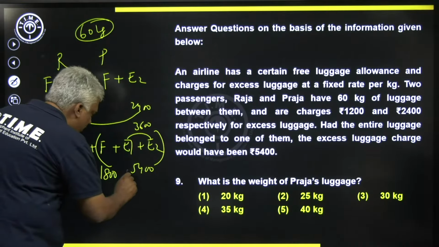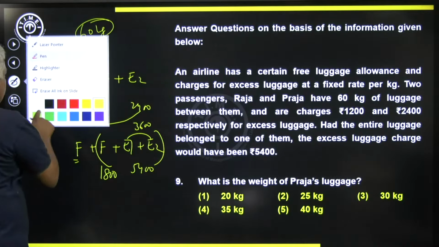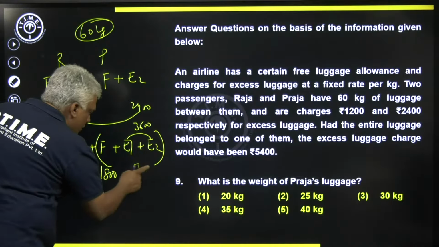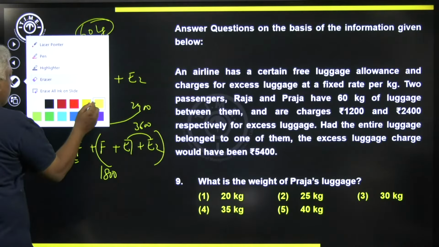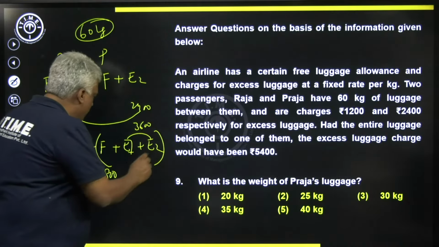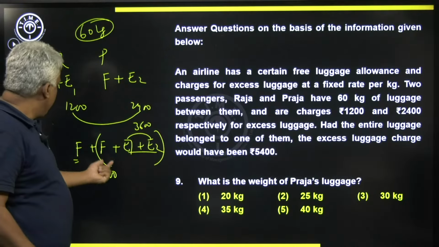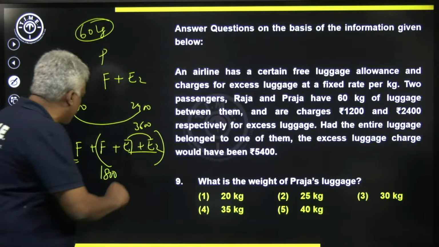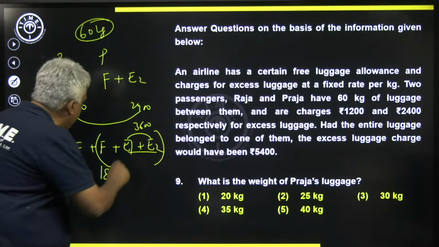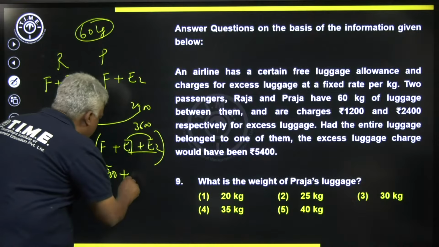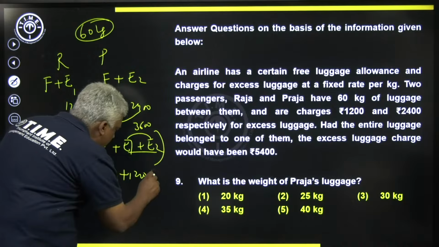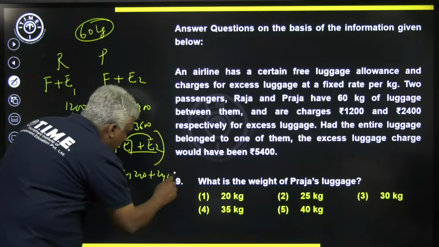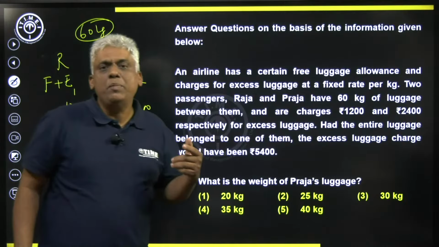Fixed one is 1800. Okay, I'm just erasing this. So 3600 they are paying here for these two. Now one fixed is also charged, for that they are paying 1800 extra. So this fixed is 1800. This one was 1200, right? And this was 2400. Now you see that money is paid per kg, the same, right?